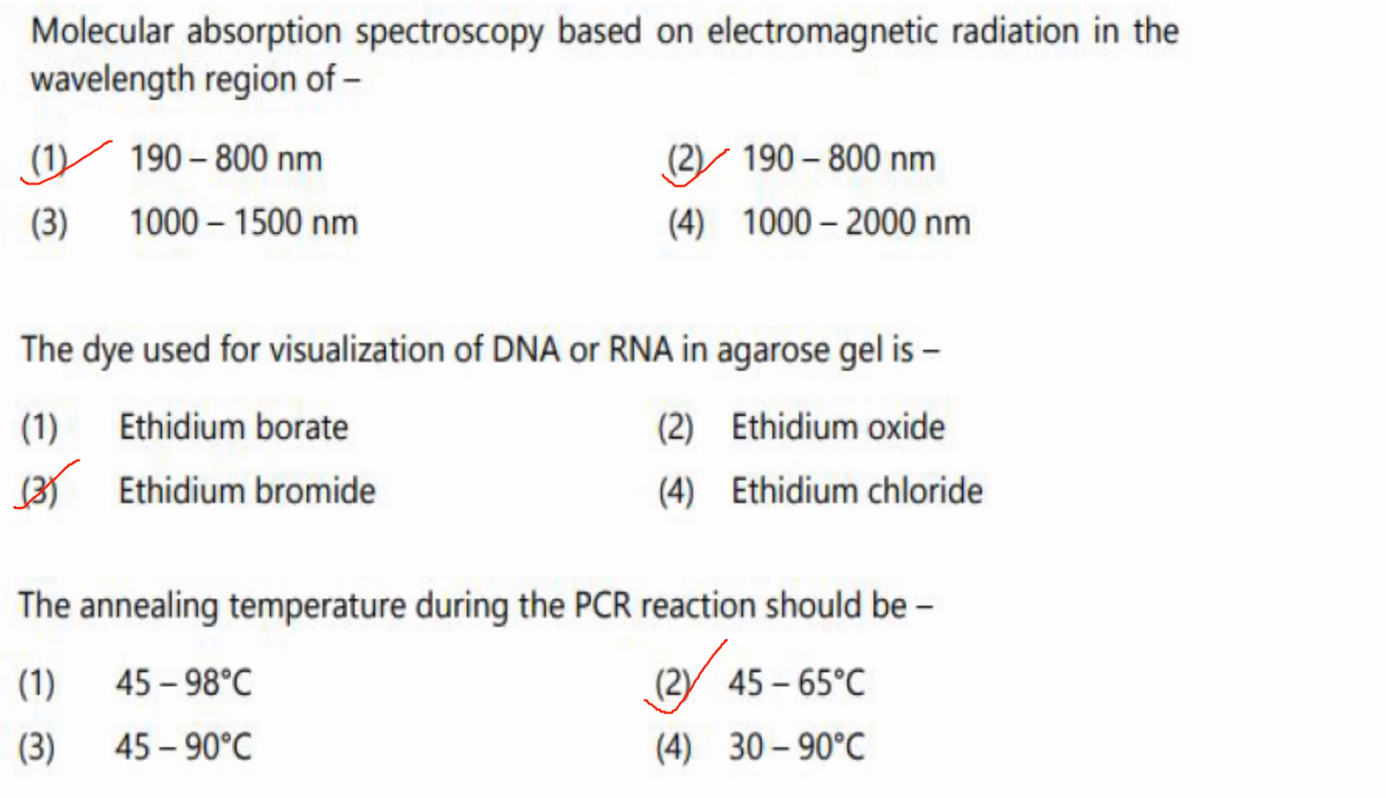The annealing temperature during the PCR reaction should be. So annealing temperature is the temperature at which the primers bind to their complementary target DNA sequences. And this binding of the primers with the DNA sequence is via the hydrogen bonds, and this allows the polymerase enzyme to start synthesizing new DNA strands from this primer. So the annealing temperature during PCR reaction should be 45 to 65 degree Celsius. So answer is option 2.